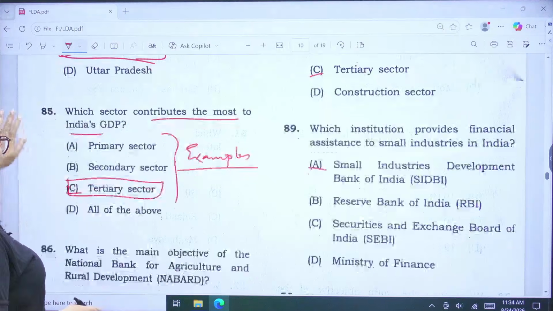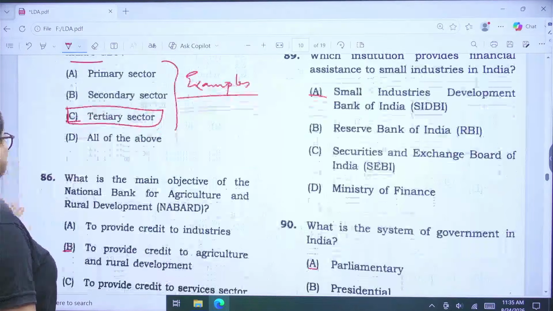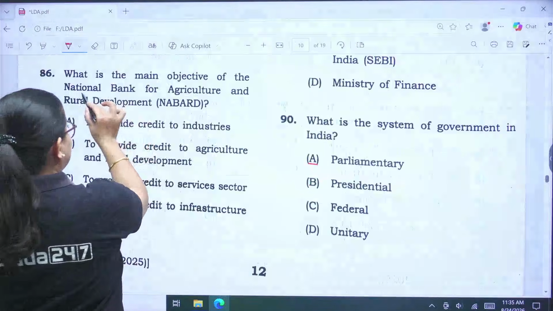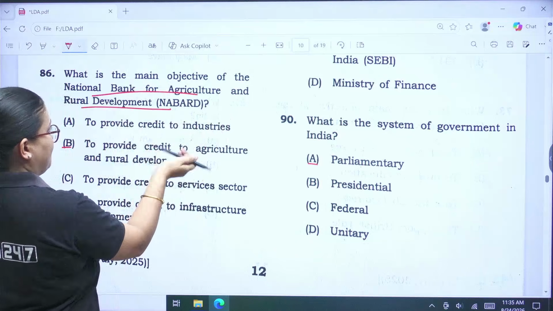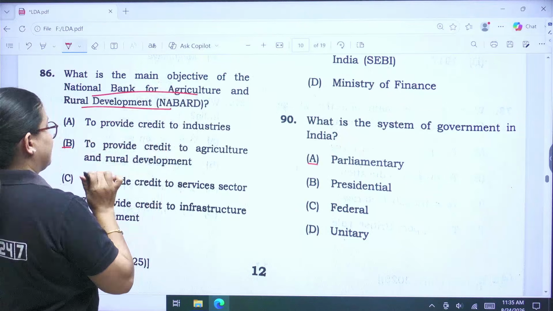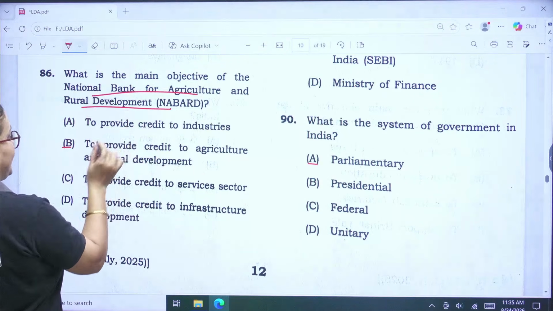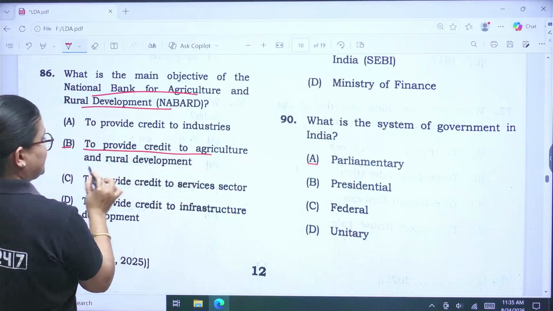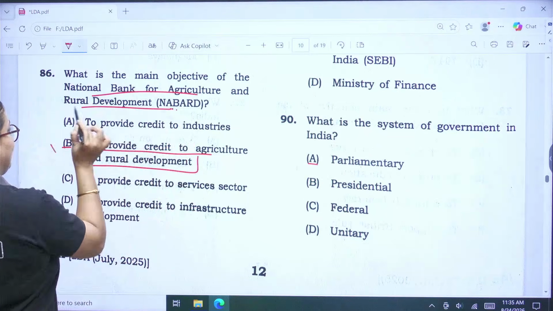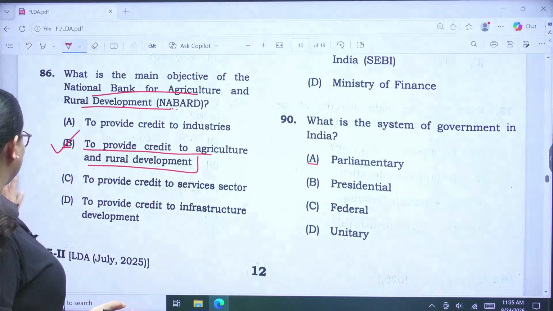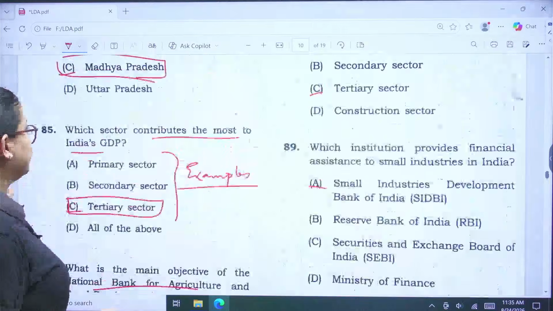Next question. What is the main objective of NABARD? This is the full form of NABARD, National Bank for Agriculture and Rural Development. In the question itself, the answer is given. The question was about agriculture. Yes, to provide credit to agriculture and rural development. This is the main objective of NABARD. Next, 87.